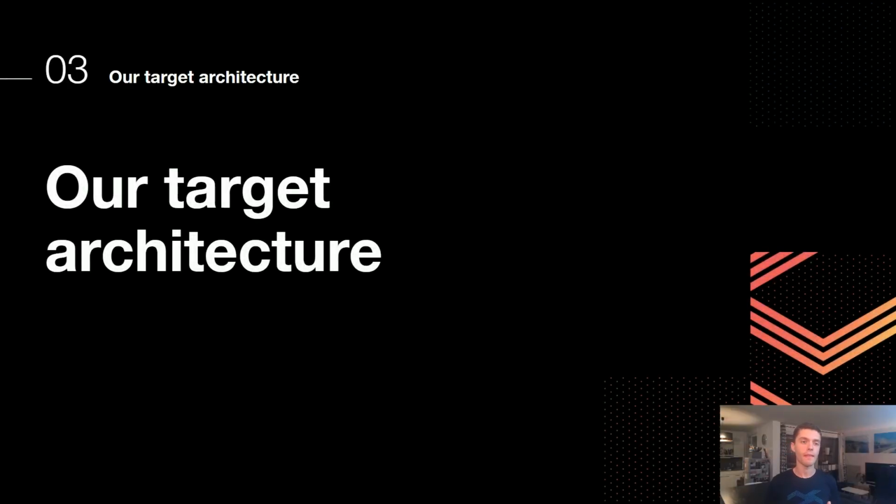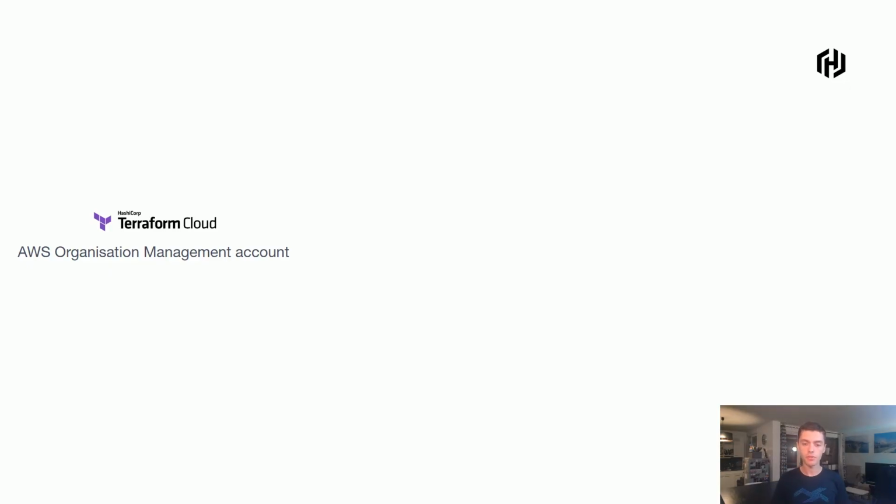Okay. Now let's discuss our target architecture. First, here I will assume that you have nothing. You just created one account on AWS, you have activated AWS Organizations, and that's all. You did nothing else on your architecture. So I will manage this AWS Organization management account with HCP Terraform, the Cloud edition.